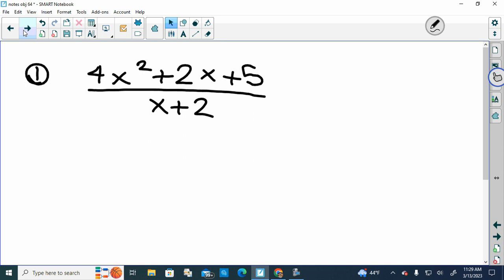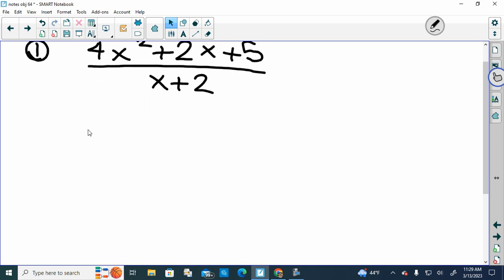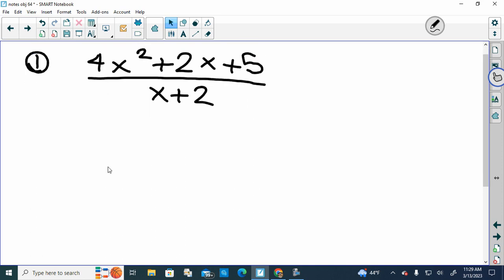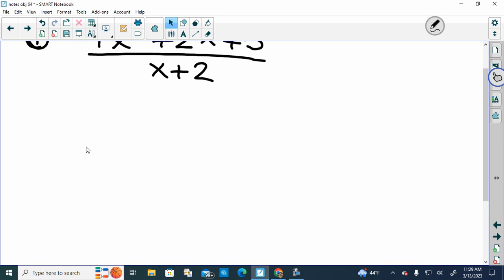Start drawing. Okay, number 1, write this down. So 4x squared plus 2x plus 5 over x plus 2. I did this with you last year as a review. Everybody got those written down? I'm just getting this down so I don't forget.